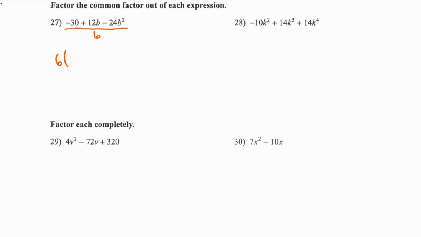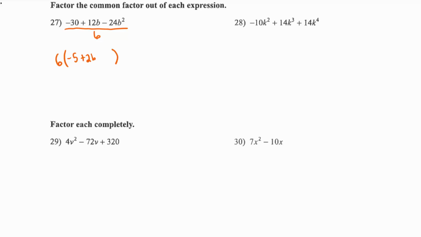So I'm going to say 6 times what gives me my original problem. Well, 6 times what equals negative 30. The answer to that is negative 5. That's division that's happening there. 12b divided by 6 is 2b, or not to be.